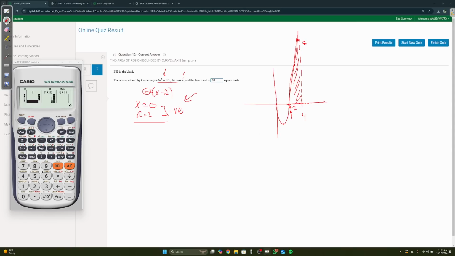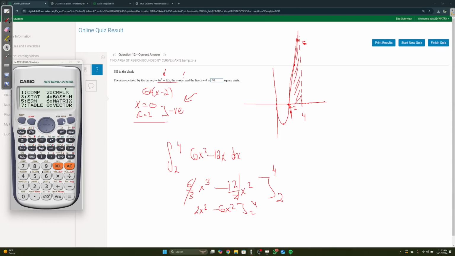Now you do the integral from 2 to 4 of 6x squared minus 12x dx, and you're going to get 6 over 3 x cubed minus 12 over 2 x squared from 2 until 4. And this becomes 2x cubed minus 6x squared from 2 till 4, and you do it on your calculator. Let's see. Yeah, so you get 40, very easy, nothing too hard.